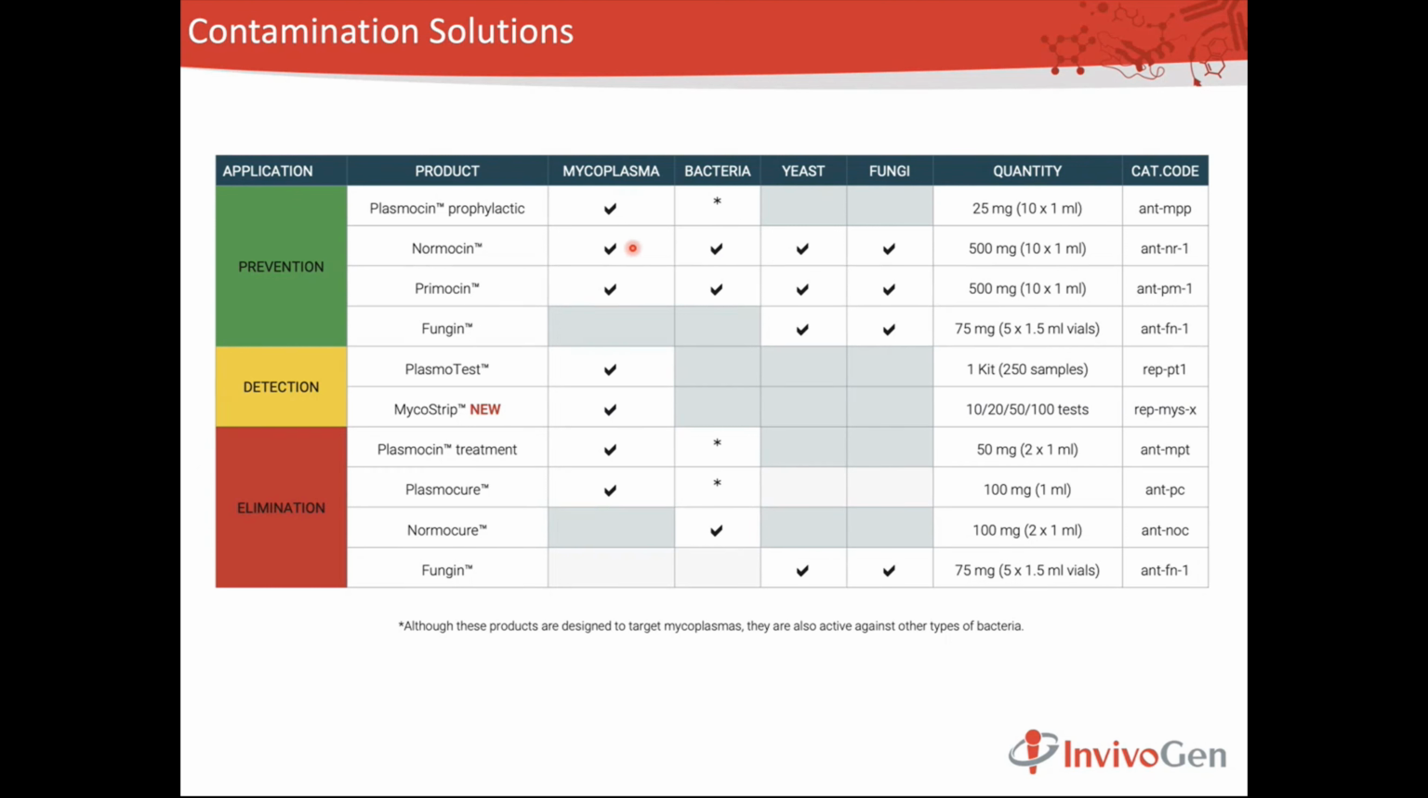So if you use pen-strep, then you may have to find another method to prevent yeast and mycoplasma contamination. You may need to add some more reagents, which sometimes you're not sure whether they're compatible with each other. So to solve this, we prepared a one-for-all solution, Normosine, to prevent everything, and also Plasmozine to prevent everything.